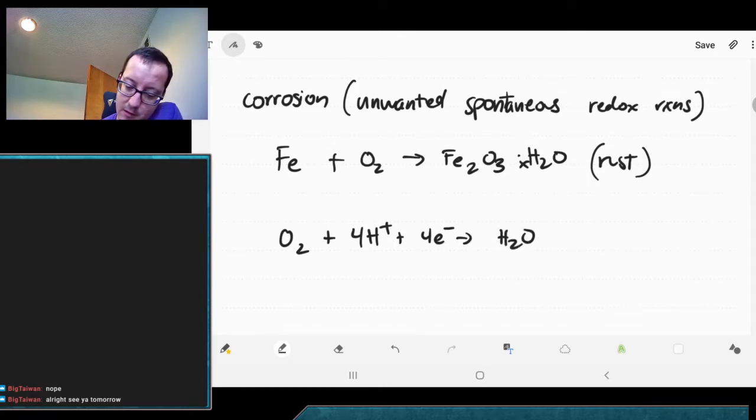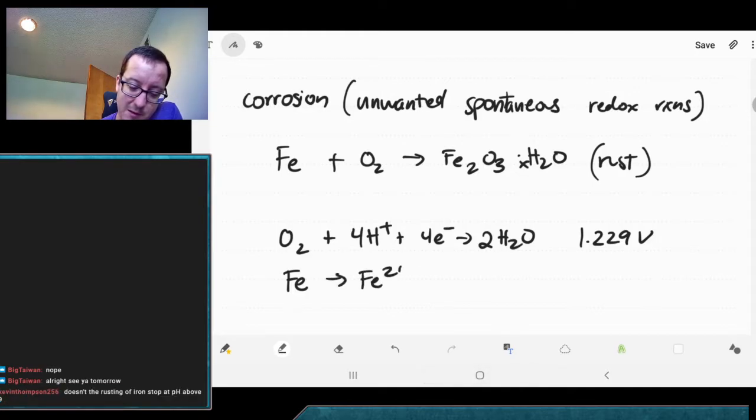Oh, sorry, this is going to make, is it 2 waters? Yeah, 2 waters. And we saw that was 1.229 volts. And the other one that we're going to have is iron oxidizing, first to Fe2 plus, I think, and then it goes to Fe3 plus later. Yes, it does.